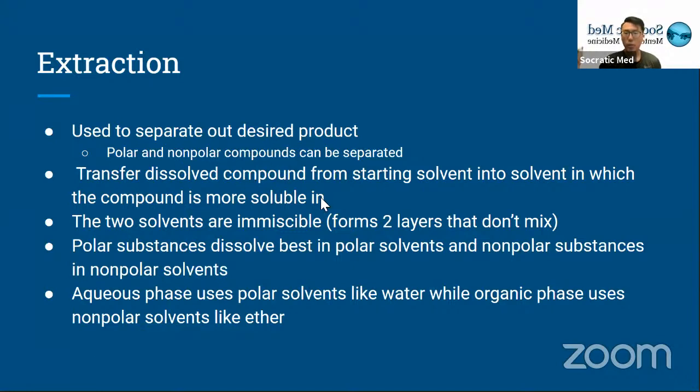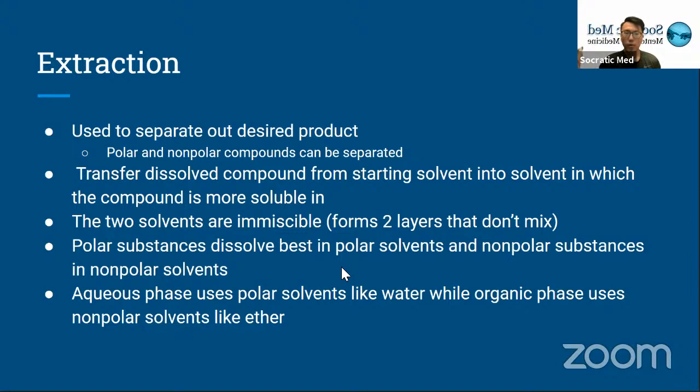So the desired product that you want may be mixed in with other solvents, and in order to separate it, we use a solvent that the desired product is more soluble in, in order to extract it from that original solvent. Most likely the two solvents are immiscible, because if you have a polar and a non-polar solvent, the two do not mix. This forms two layers that are known as immiscible. So you can see that there is a divide between them. They won't mix together.